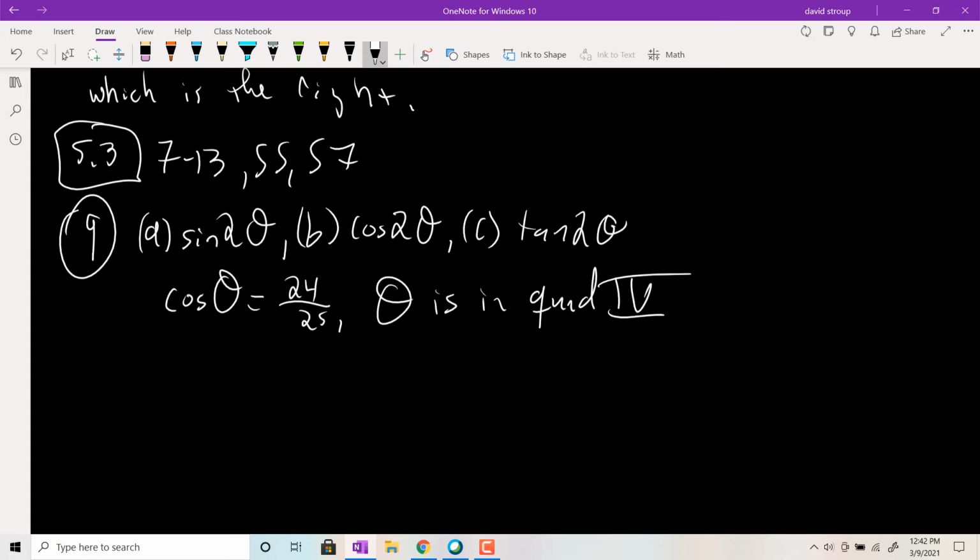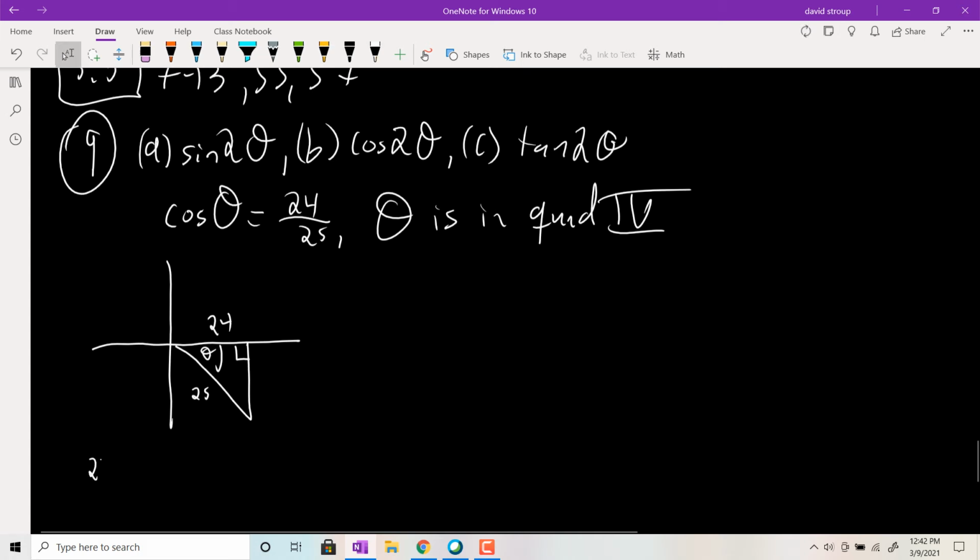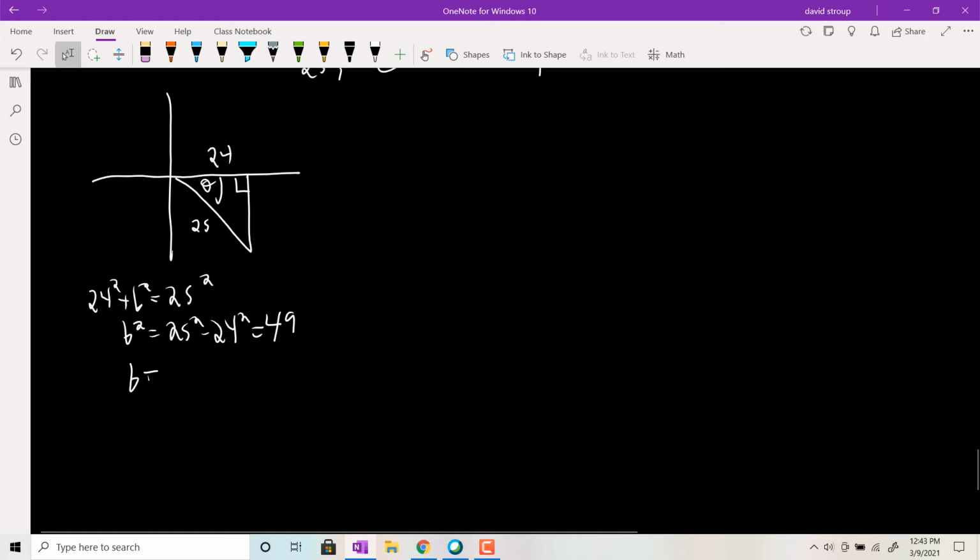Okay. So what you want to do is draw your triangle in the 4th quadrant. So here's my 4th quadrant. It's a right triangle. Here's theta. Cosine is adjacent over hypotenuse, and then you use Pythagorean theorem to get the 3rd side. So we have 24 squared plus b squared is 25 squared. b squared is 25 squared minus 24 squared. If you plop that in your calculator, you'll get 49. And then, of course, b is plus or minus root 49, which is 7. So this is either plus or minus 7. Because it's in the 4th quadrant, it has to be negative 7.